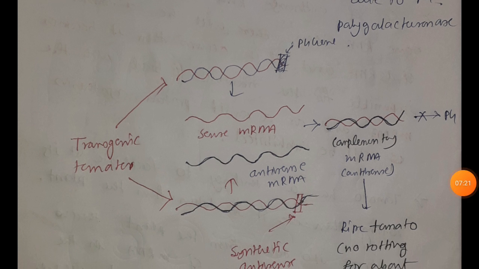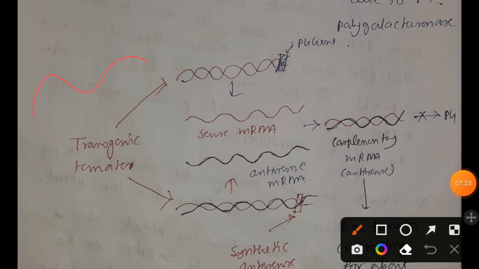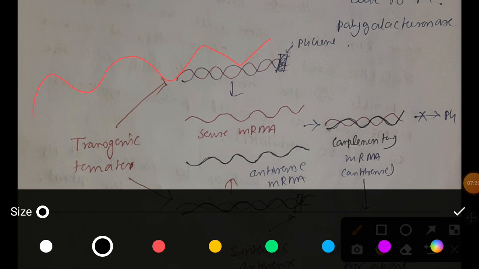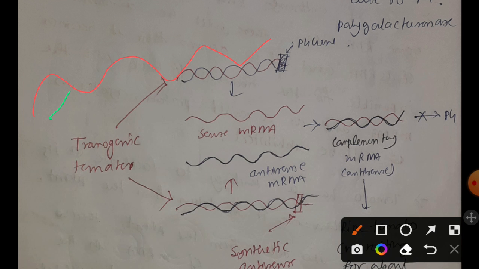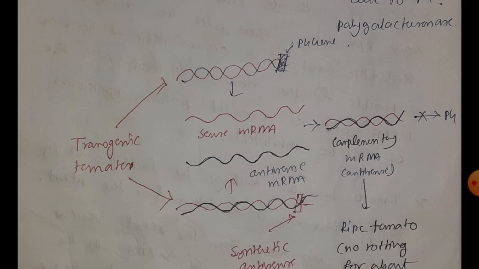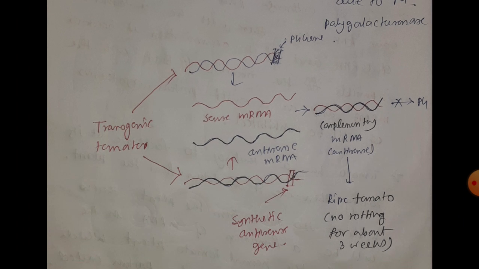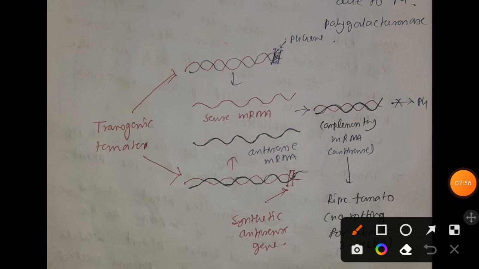So if we can facilitate the formation of a double stranded RNA molecule including the mRNA that facilitates the translation of the PG, that is polygalacturonase, can we inhibit the formation of the polygalacturonase? Because as it cannot be translated, it cannot lead to the formation of the PG enzyme, right? So we are going to do this with the help of recombinant DNA technology. So that is what we are doing.